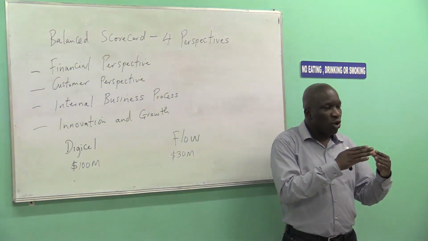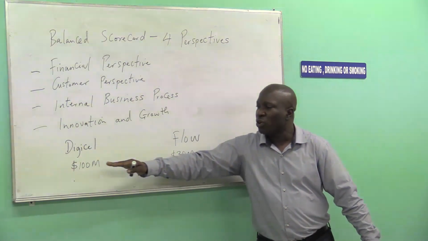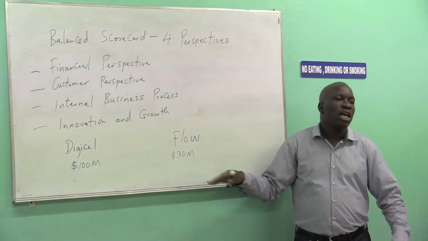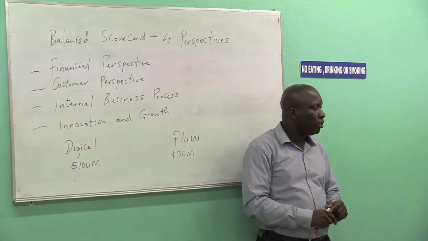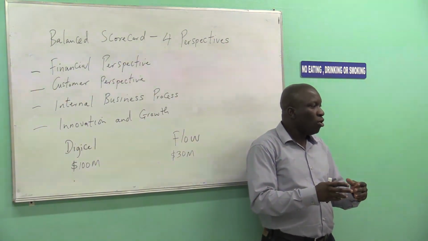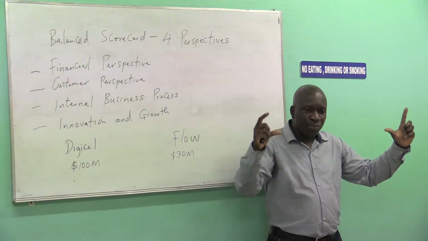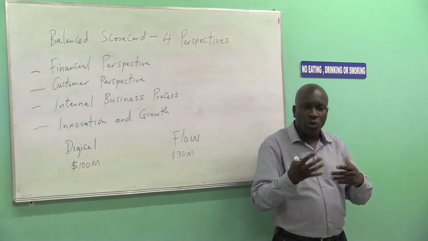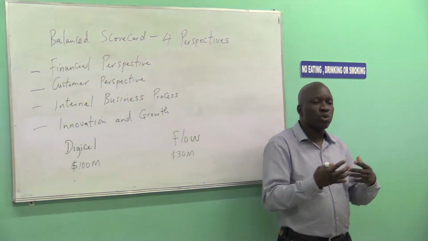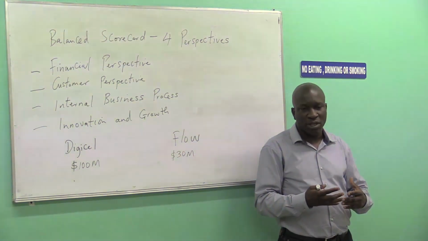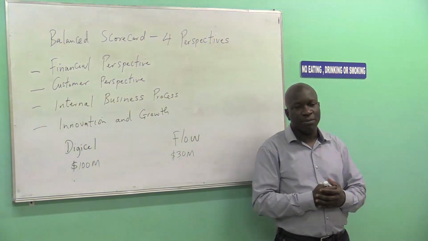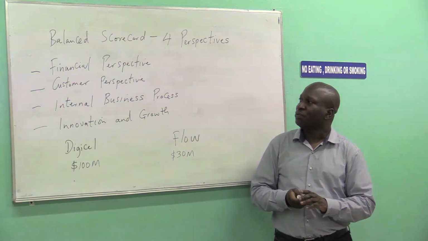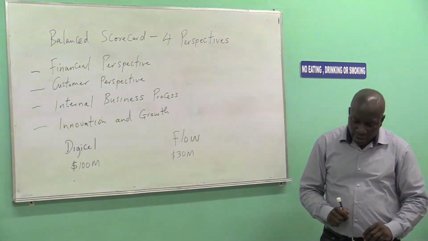So as I said earlier, on the face of it, you can't just say, oh, because Digicel made 100 million and Flow made 30 million, Digicel is doing better than Flow. That might not be the case. So you're actually using these four perspectives to analyze the true performance, how the organization actually performed for that particular period of time. Are we okay with that so far? All right.